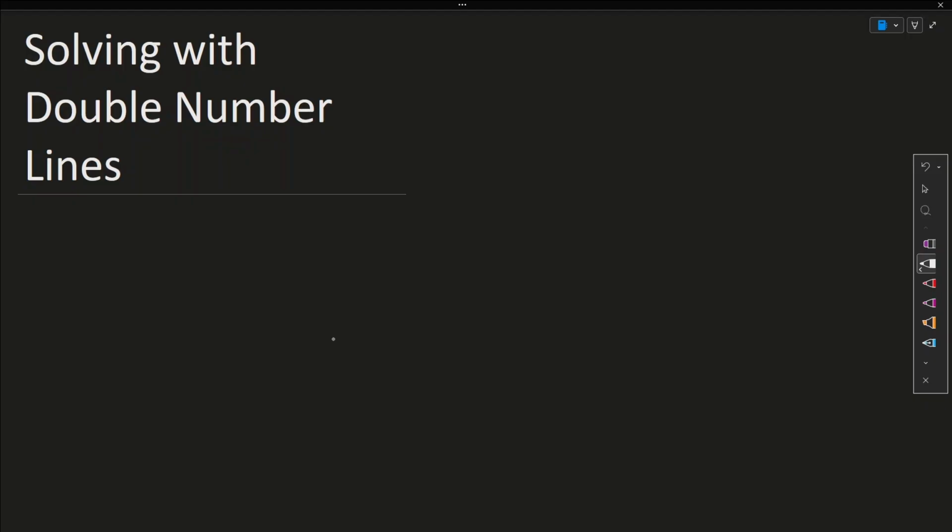Welcome back. We are going to use a double number line to solve problems about rope. We know that we have 3 yards of rope and that weighs 2 pounds. We want to find how much different lengths of the same kind of rope weigh.